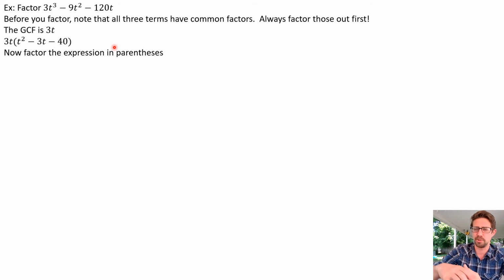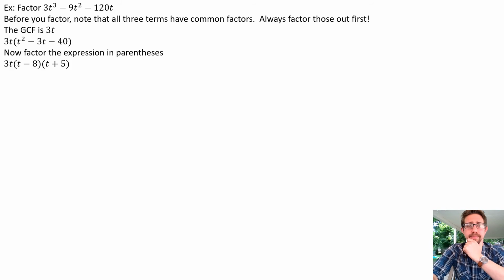Yes, I need the Jeopardy music to start playing. They're 8 and 5. And then you just have to say, okay, the middle term has to be negative, though, so I need to give the negative sign to 8, the one that's bigger, right? So it's got to be a minus 8 and a plus 5.